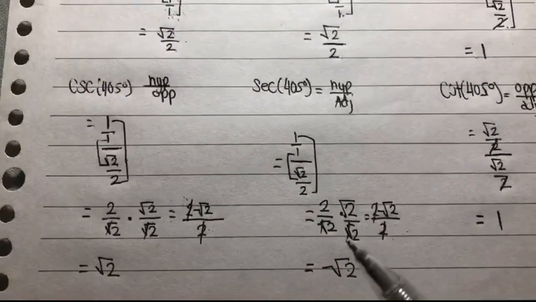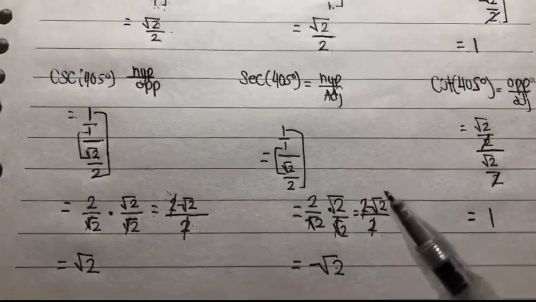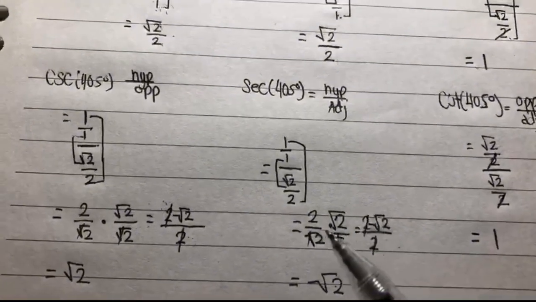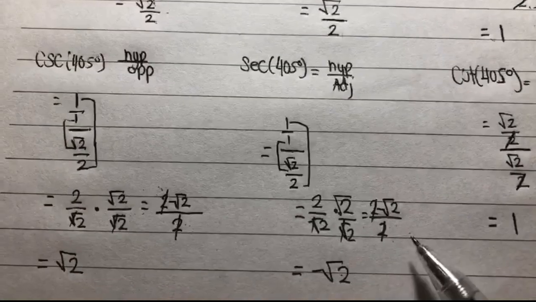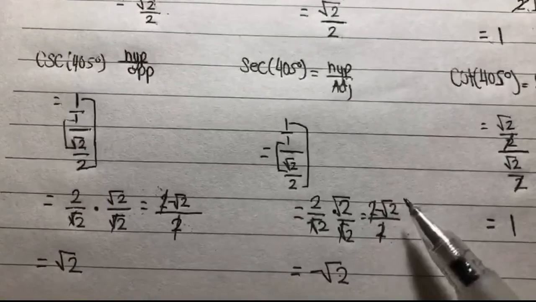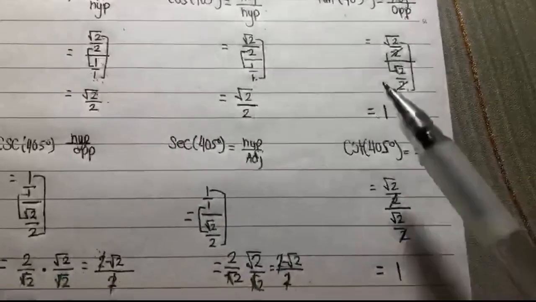So, 2 over square root of 2, i-rationalize ulit natin. So, multiply both in square root of 2. 2 multiply of square root of 2 is equals to 2 square root of 2. Then, cancel out lang din yung square root, ang matitira is 2. So, cancel out the 2 and ang sagot ay square root of 2. Sa cot naman is, same lang sila ng answer sa tan.